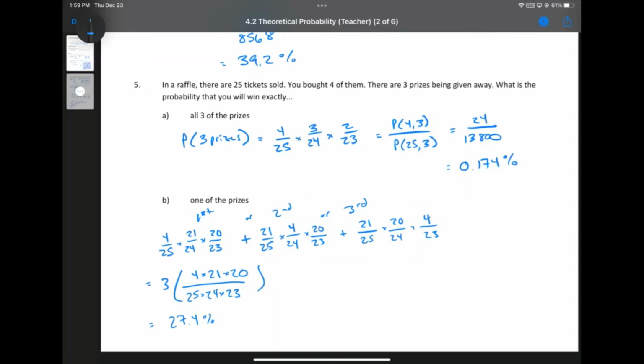If you get a number greater than 100 or just way too big, it probably means that you're putting into your calculator 3 times 4 times 21 times 20 divided by 25 times 24 times 23, and your calculator assumes that you want the 24 and 23 on the top. It's a very common mistake that I see, so I thought I would point it out.